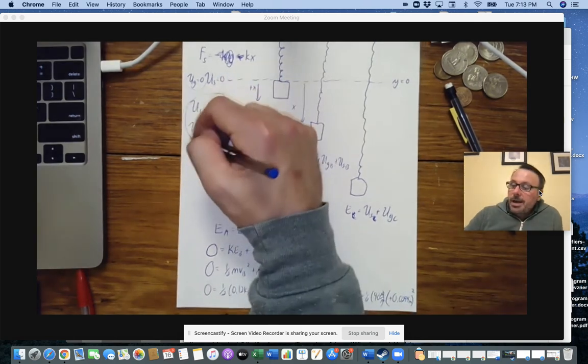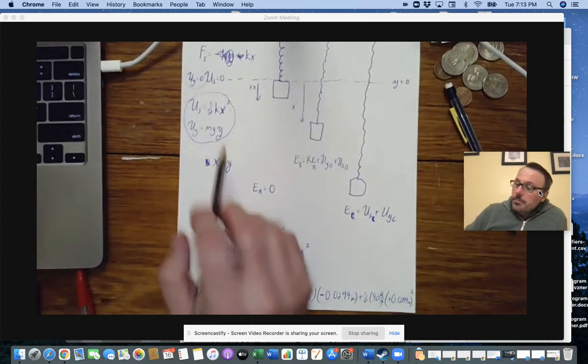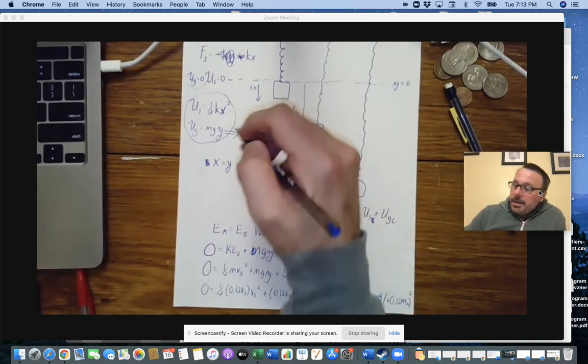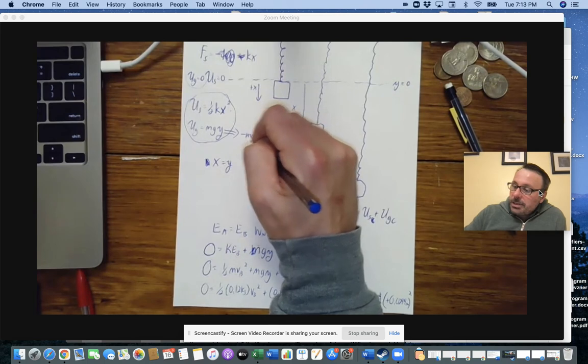These two things were derived very differently. This was derived because we said negative mg j hat.